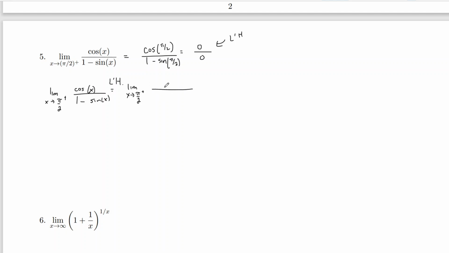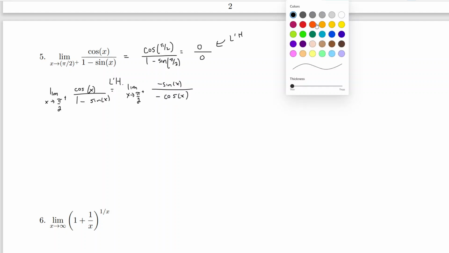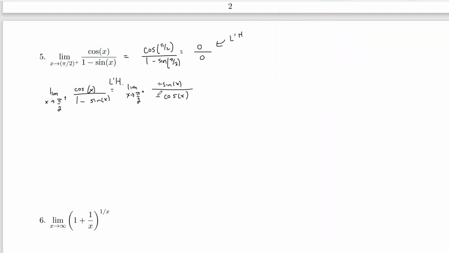We do the derivative of cosine of x, which is negative sine of x. And we do the derivative of 1 minus sine of x, which is negative cosine of x. And now you can simplify this by just getting rid of the negatives. What I would advise is not write this as what sine over cosine is, which is tangent, because having a fraction is very vital. If we have to do L'Hopital's rule again, then we know that writing this as tangent is not going to be very helpful.